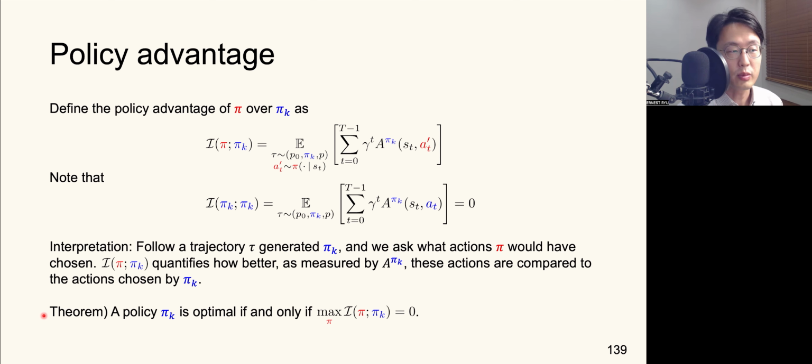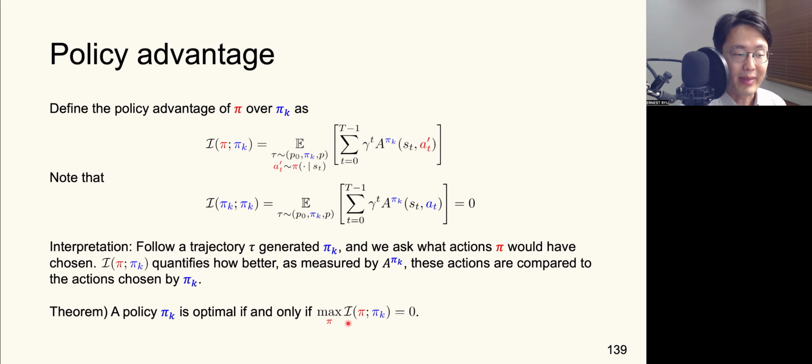Okay, so here's an important property of the policy advantage. A policy pi k is an optimal policy if and only if the maximum of the policy advantage is equal to zero. Now let's interpret this more carefully. You can always plug in pi equal to pi k and attain a policy advantage of zero. So what this max is saying is that, yes, you can always plug in pi equal to pi k and get a value zero.